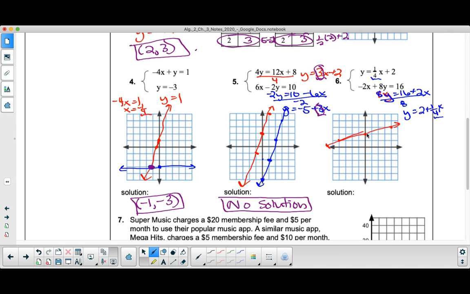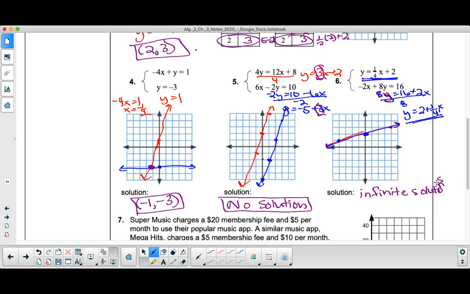Oh, but wait, this time they even have the same y-intercept. They both have a y-intercept of 2 and a slope of 1/4. So that means every point is going to be the same. When that's the case, if you get the same equation, that means we have something called infinitely many solutions. The lines are the same, so that's infinite solutions.